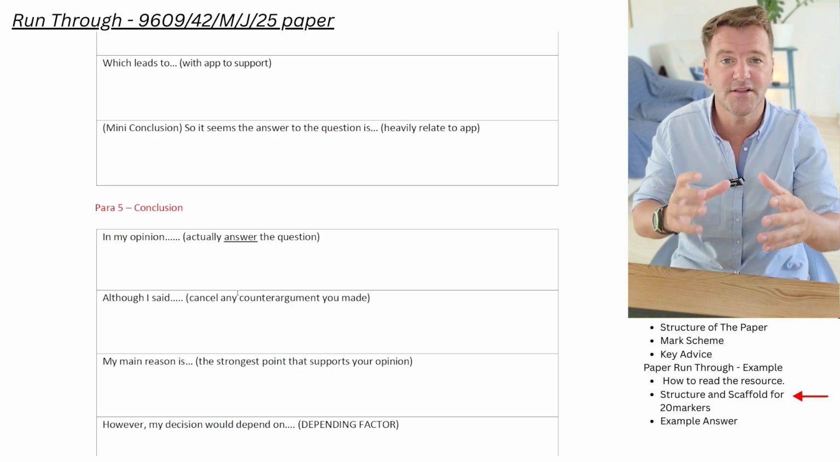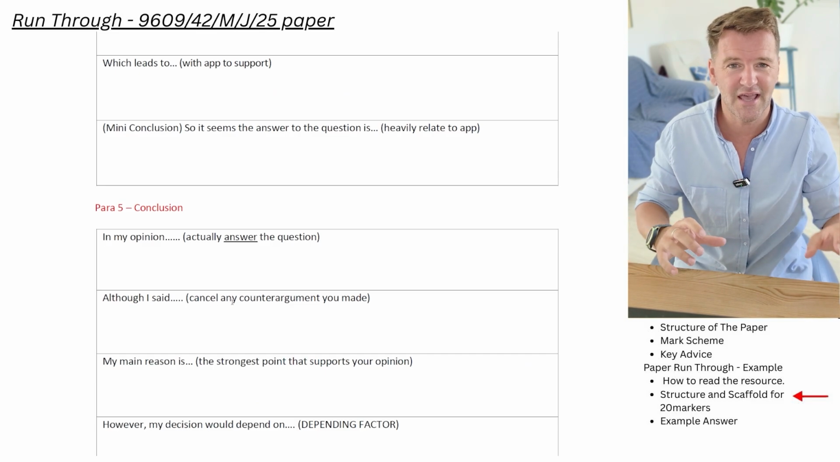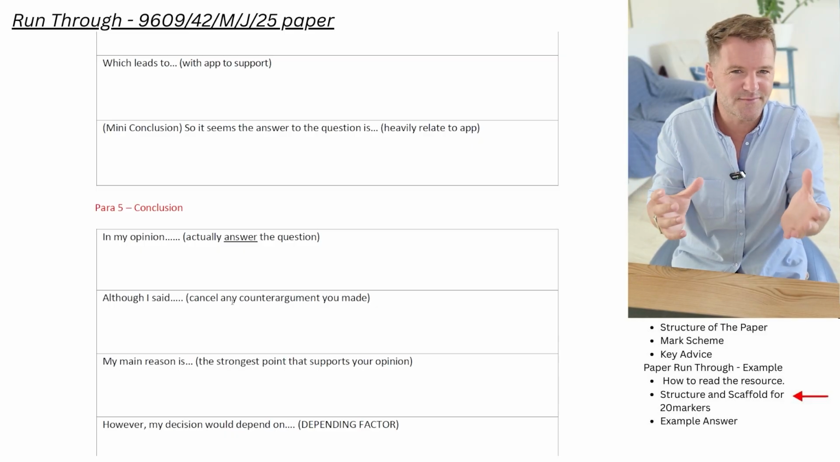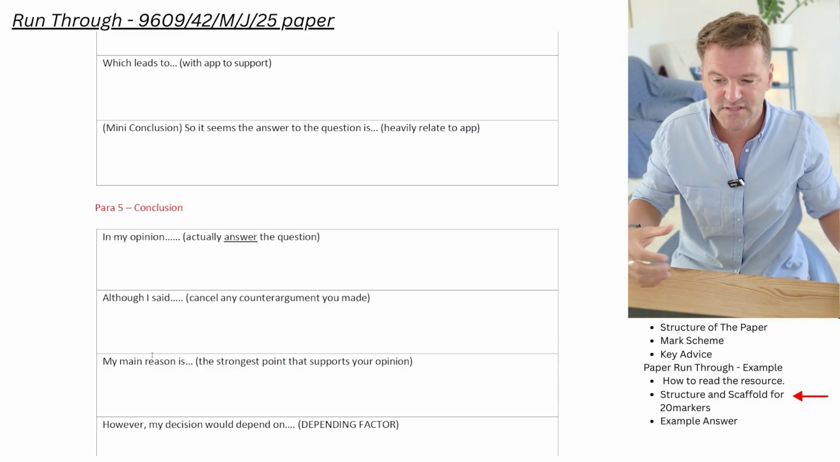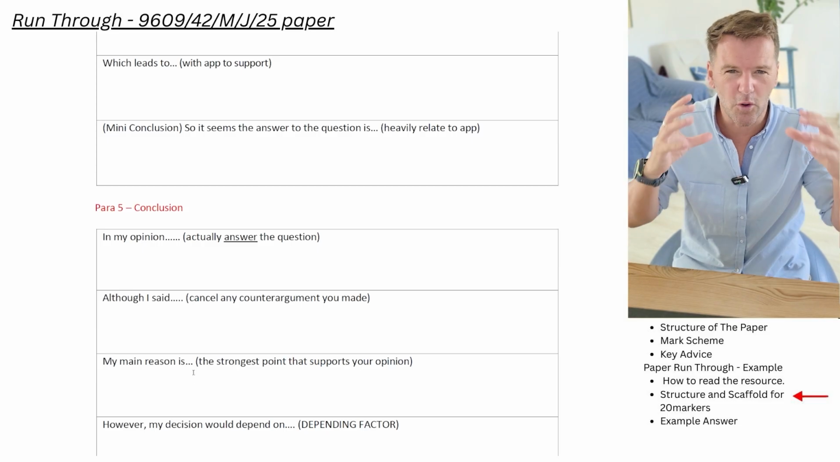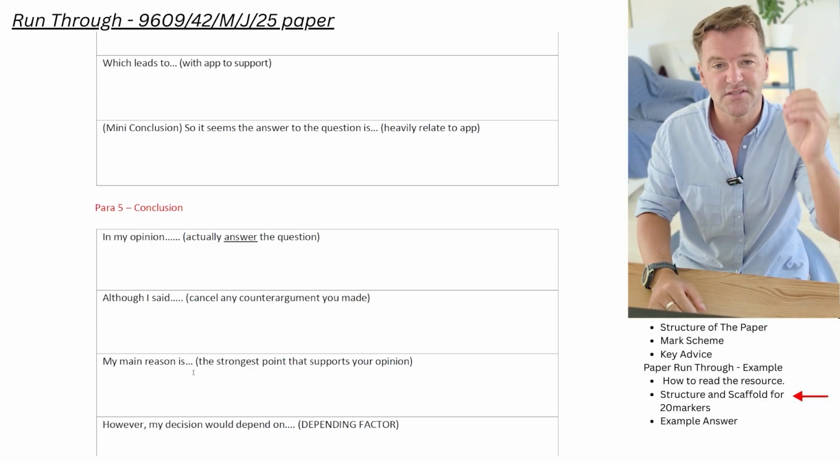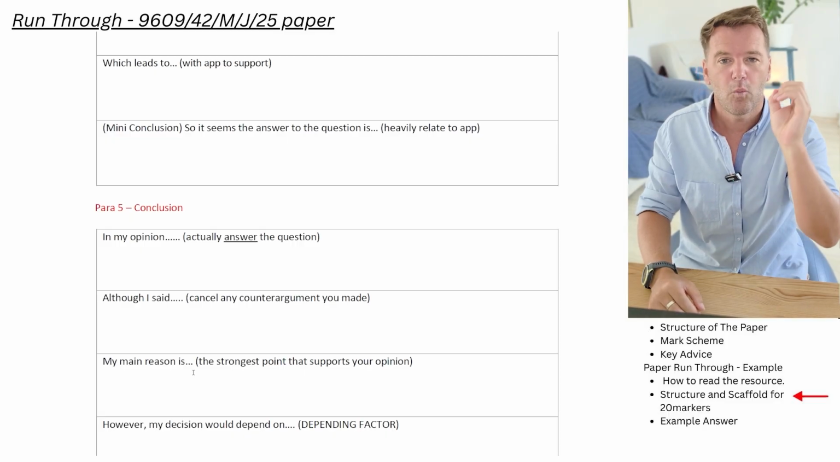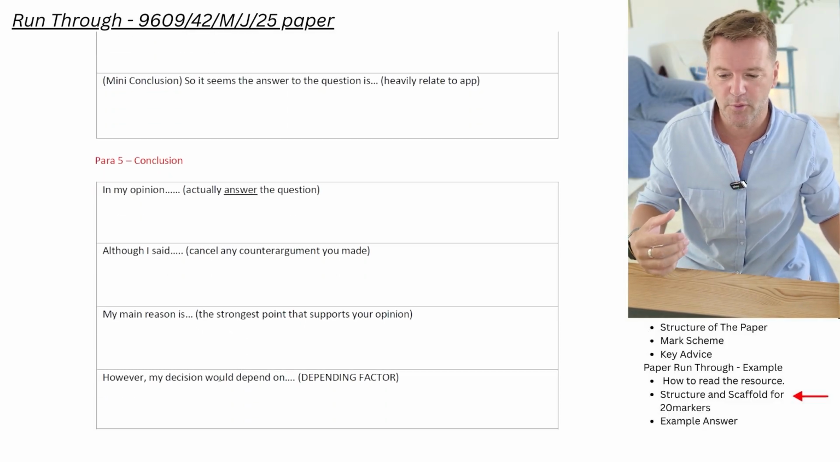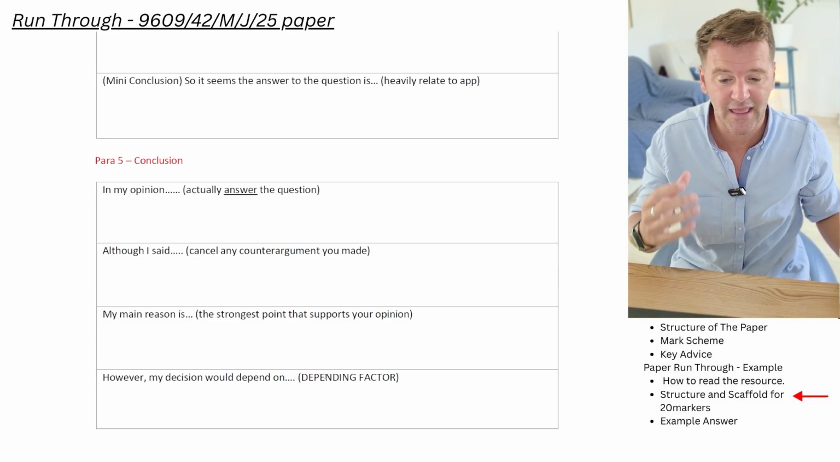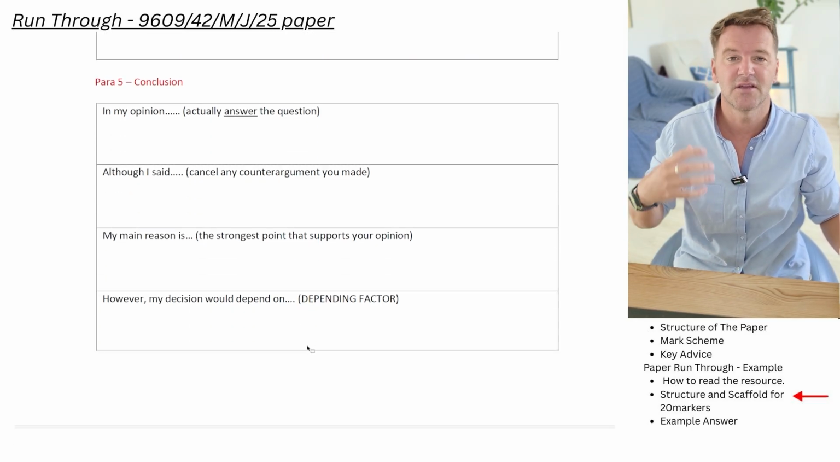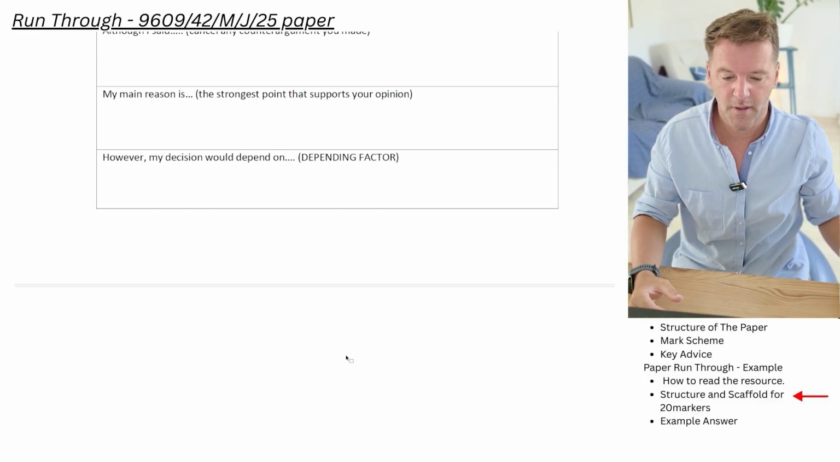In my opinion, answer the actual question. Although, I said anything that you've countered, where you've left me a little bit unsure, cancel it. Then my main reason is: what is the key thing that you're going to leave me with? Imagine you're a business consultant persuading people. What is the key thing you're going to leave people with? And then however, my decision would depend on, and that is crucial. Again, dependent factor to get those full marks.